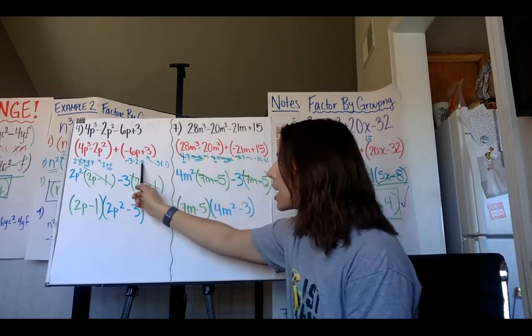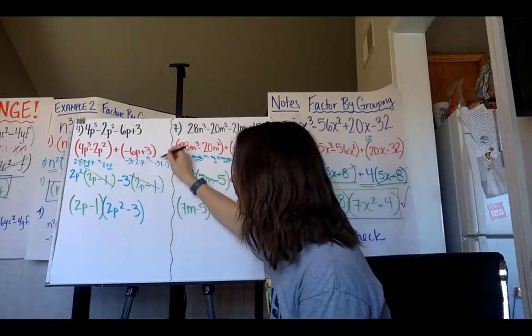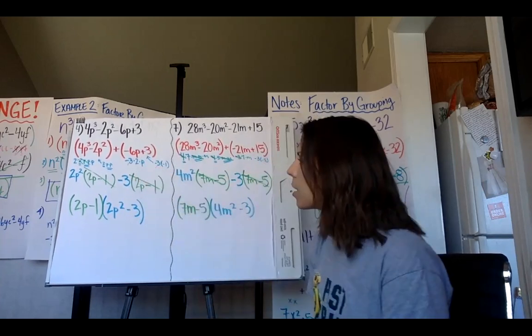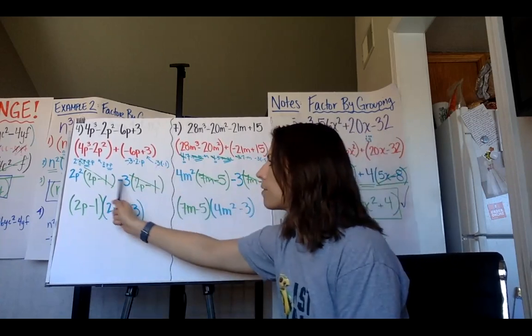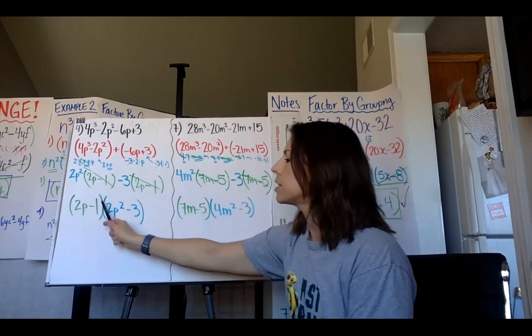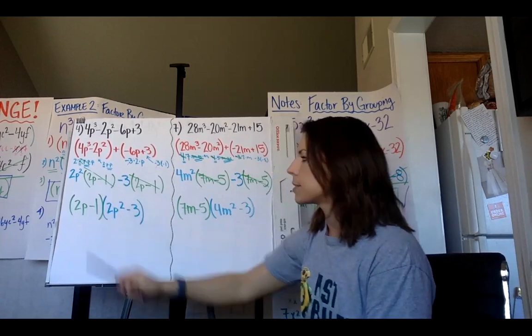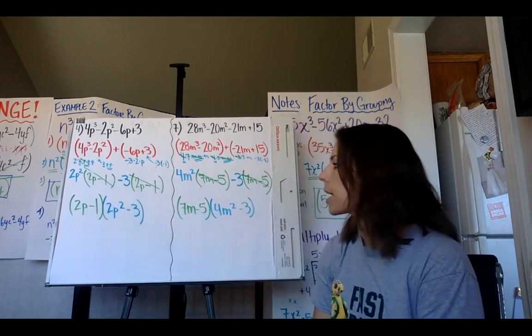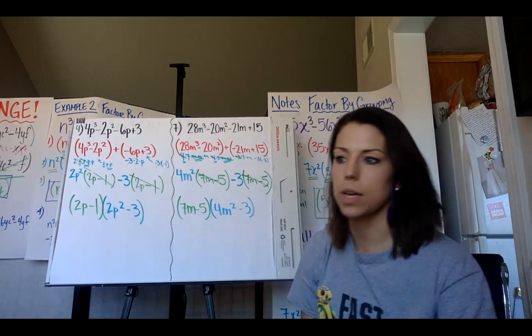So again, I factored out negative 3 from both. When I did that, I was left with 2p minus 1. That's what I have in common, so that's what goes out in front. And then whatever I have left is my second binomial. So 2p minus 1 times 2p squared minus 3.